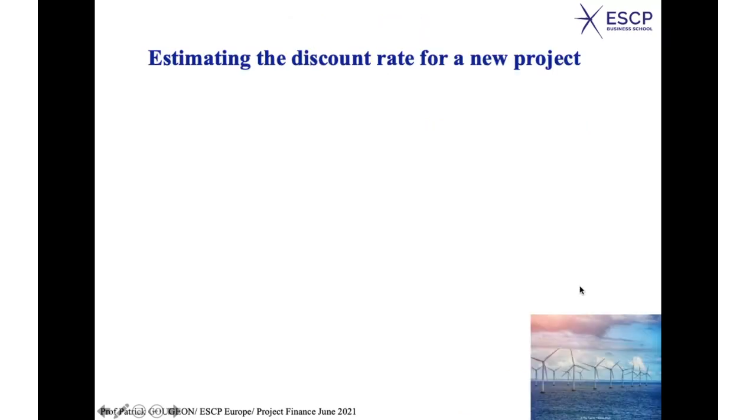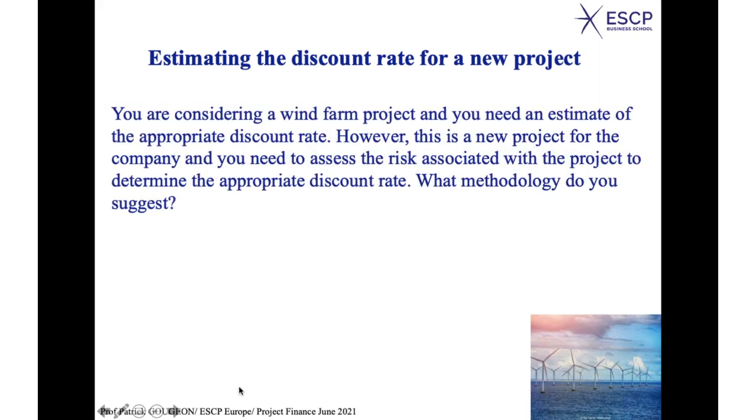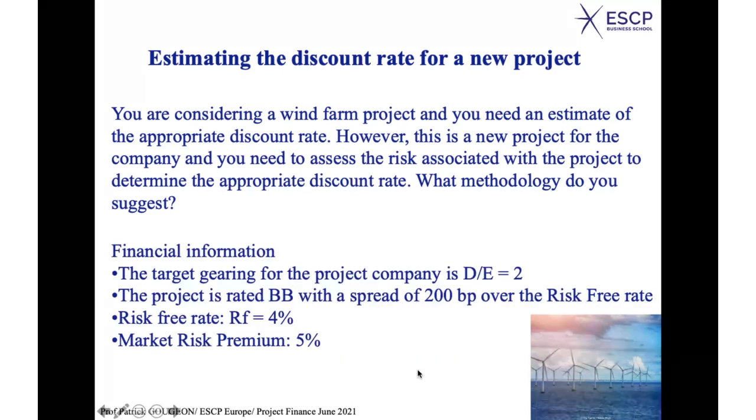So let's take an example. You are considering a wind farm project. Let's remain with wind farms. And you need an estimate of the appropriate discount rate. However, this is a new project for the company, and you need to assess the risk associated with the project to determine the appropriate discount rate. What methodology do you suggest? Here, I give you some financial data. The target gearing for the company is debt over equity of 2. Again, I will show you later on that it's a bit more complex because it's not easy to get target gearing, but let's assume it is 2 to start with.